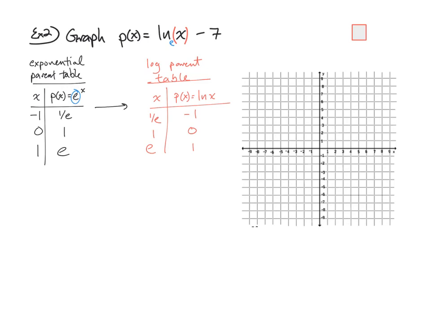How do we do this? Oh, before we go too much further, we better make sure the vertical asymptote is x equals 0, because that's what it is all the time for a parent function. So let's get that vertical asymptote in here. There goes the vertical asymptote. Awesome.